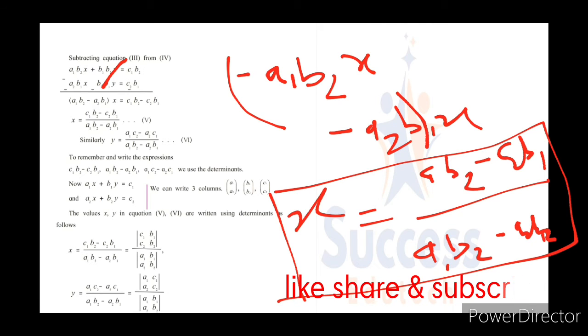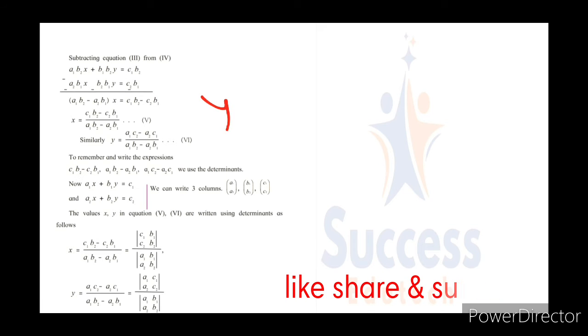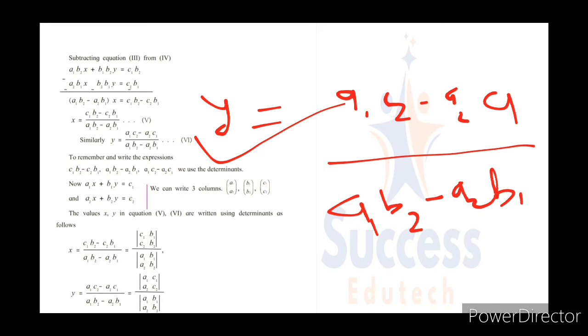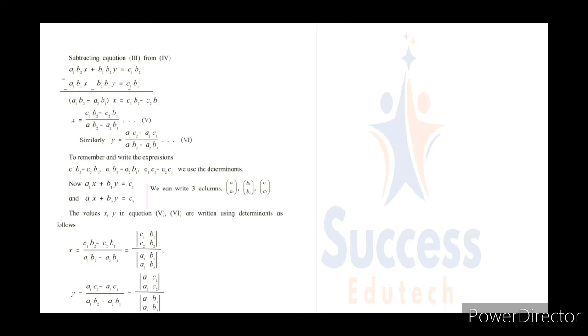Now similarly we get the value of y equal to a1c2 minus a2c1 divided by a1b2 minus a2b1. This is the value of y. Now how to represent these values in determinant format? Now check, x is equal to what we get, c1b2 minus c2b1.